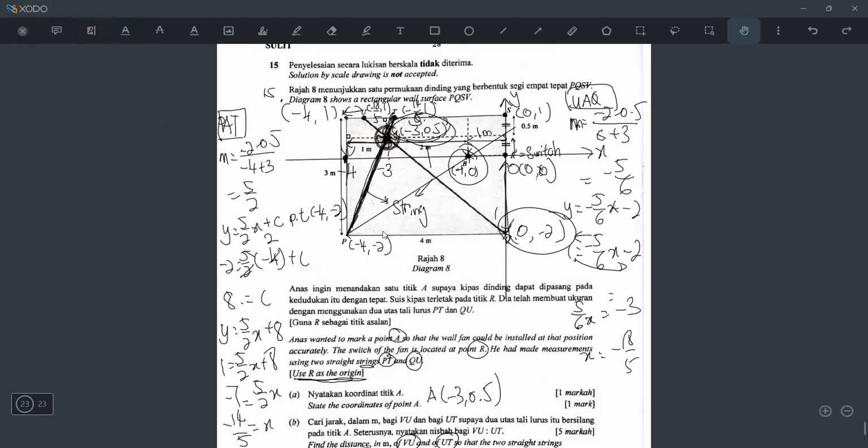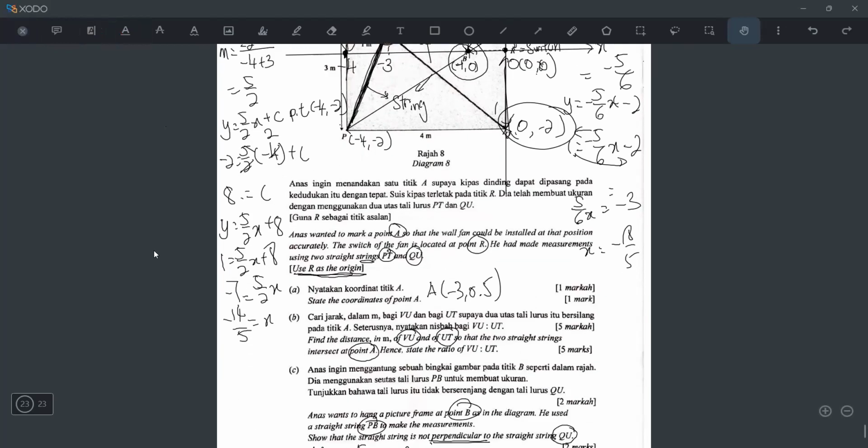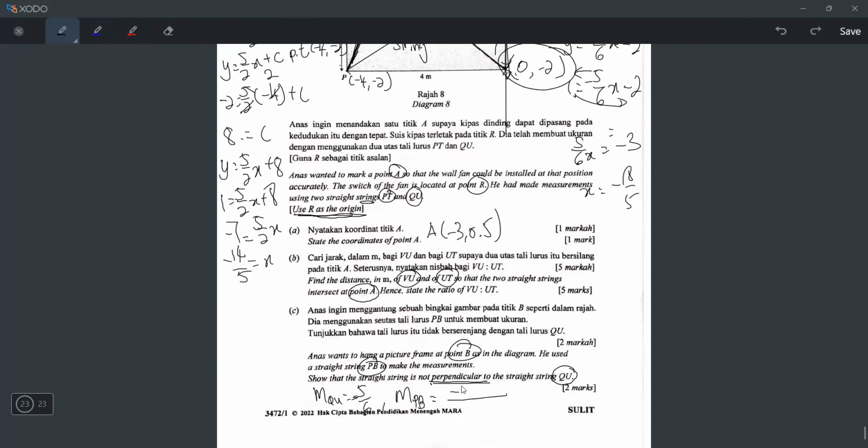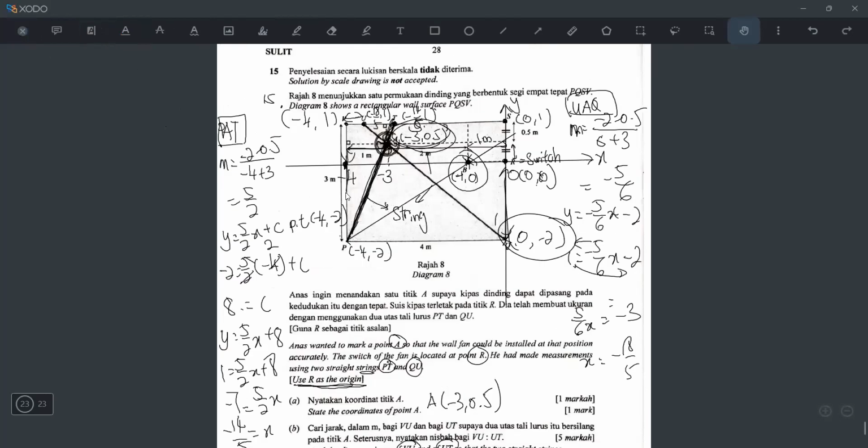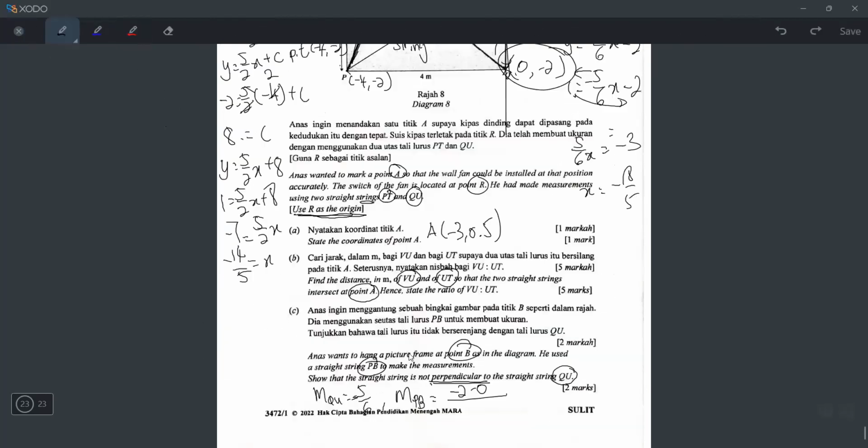P I have already. B, so y minus y over x minus x. Negative 2 minus 0, over negative 4 minus negative 1, which is negative 4 plus 1. And then I will end up with negative 2 over negative 3, which is 2 over 3. Did I do it correctly? Yes. So this is my gradient of PB, and this is my gradient of QU.